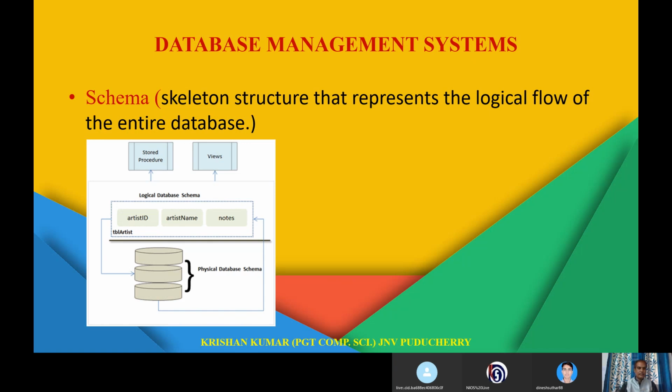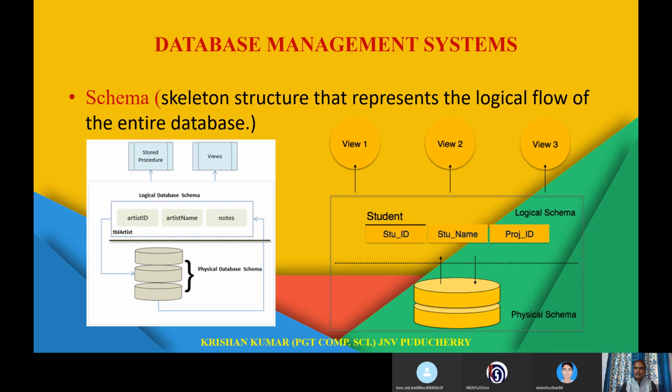See, this is the example. You can see how the data is going to be stored and how the data is going to be accessed. Data can be stored using these column names, artist ID, artist name and notes, and data can be viewed again using the same column names. This is called the basic structure of your database. See another example. Student ID, student name and project ID are an example of a logical schema, the representation of data flow. How the data is going to flow is called a schema.